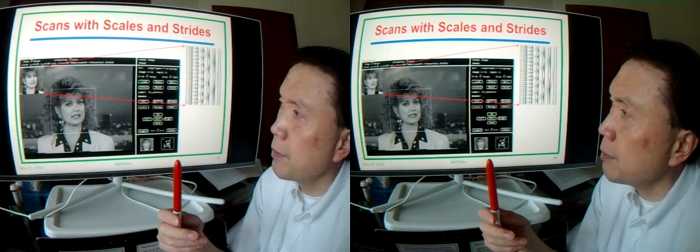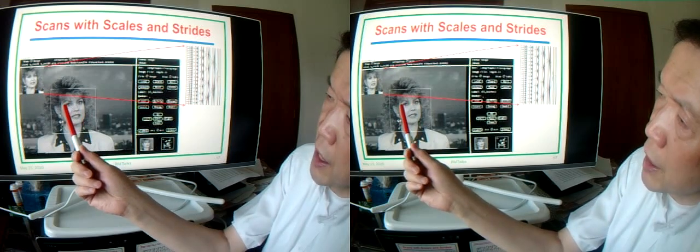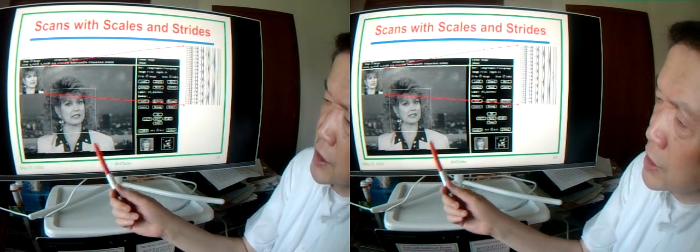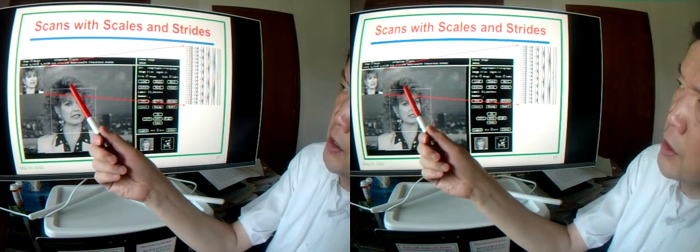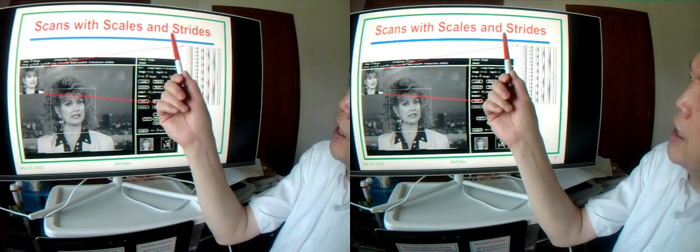Let's look at what happens in the system. Suppose that you have an object, right? This object could be very big, could be small, could be many other things, right? So I use the idea called scan with different scales and stride.